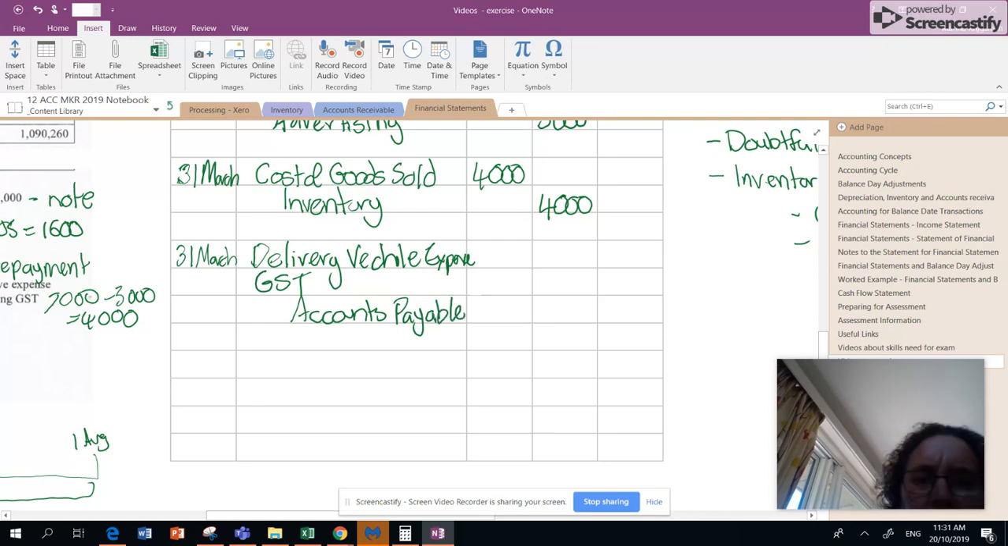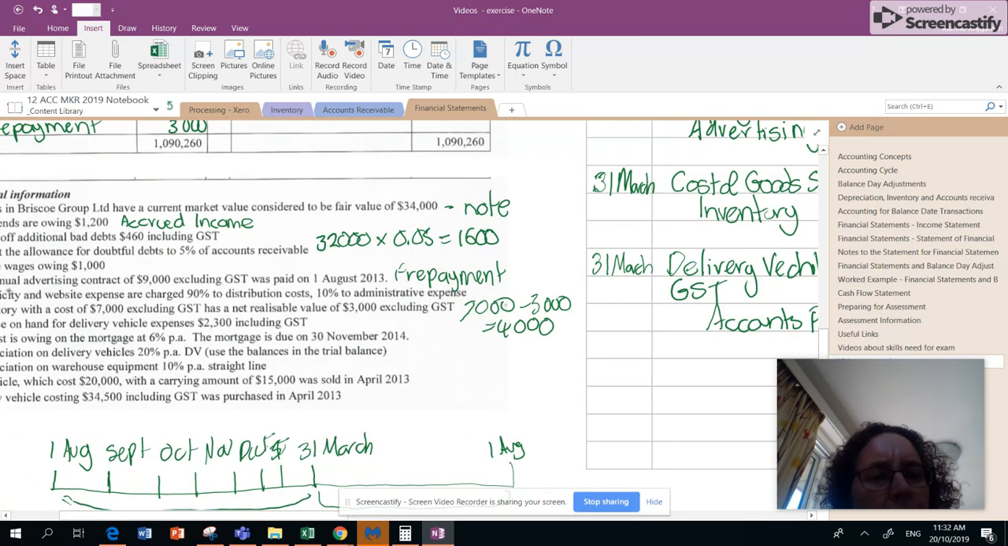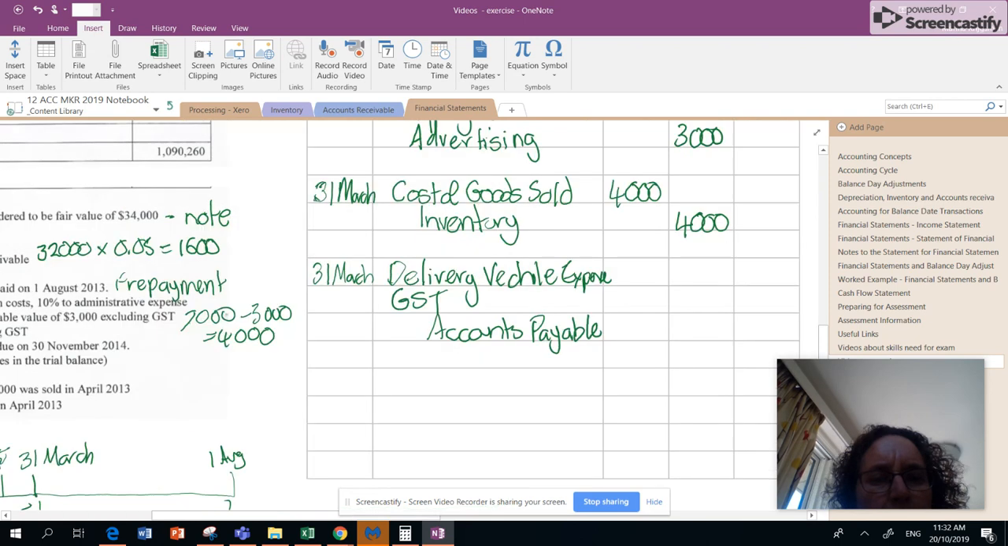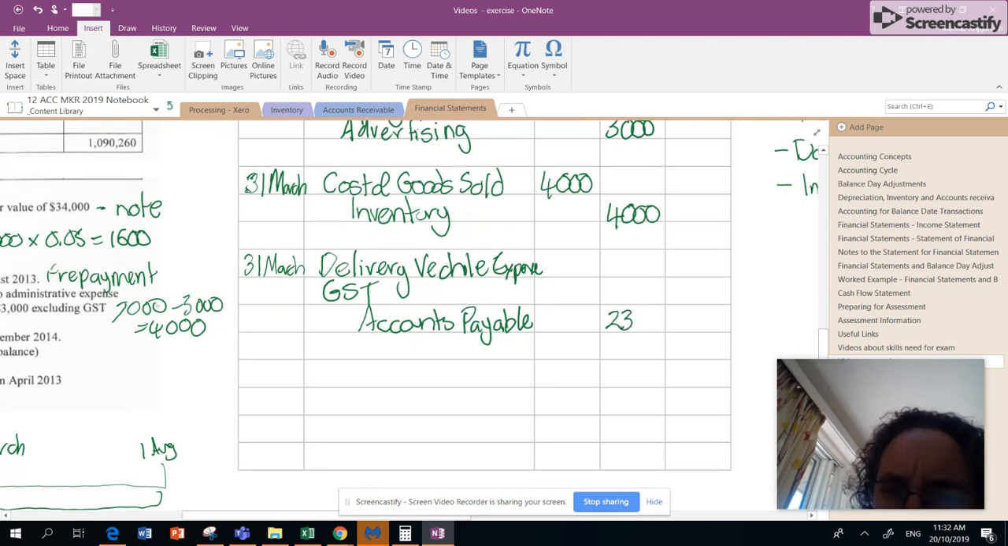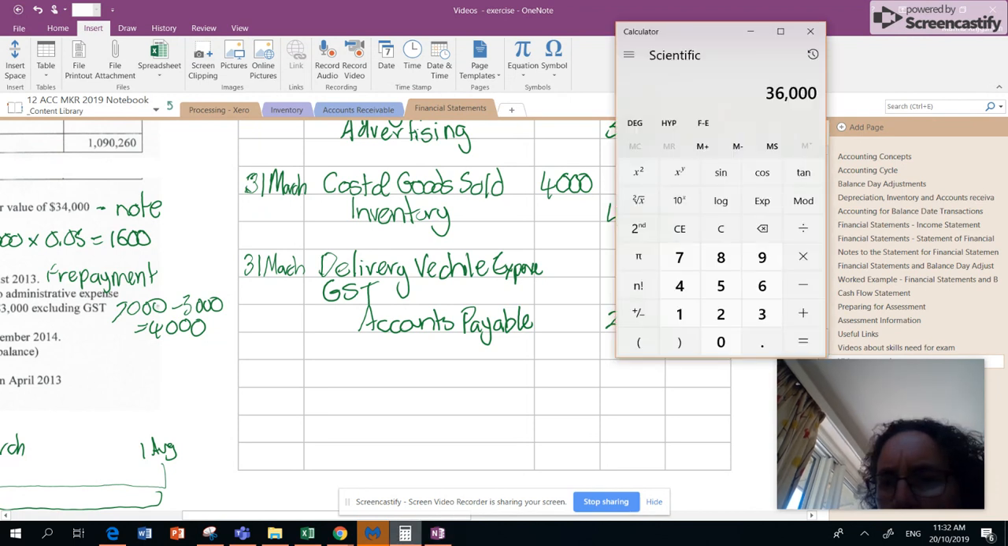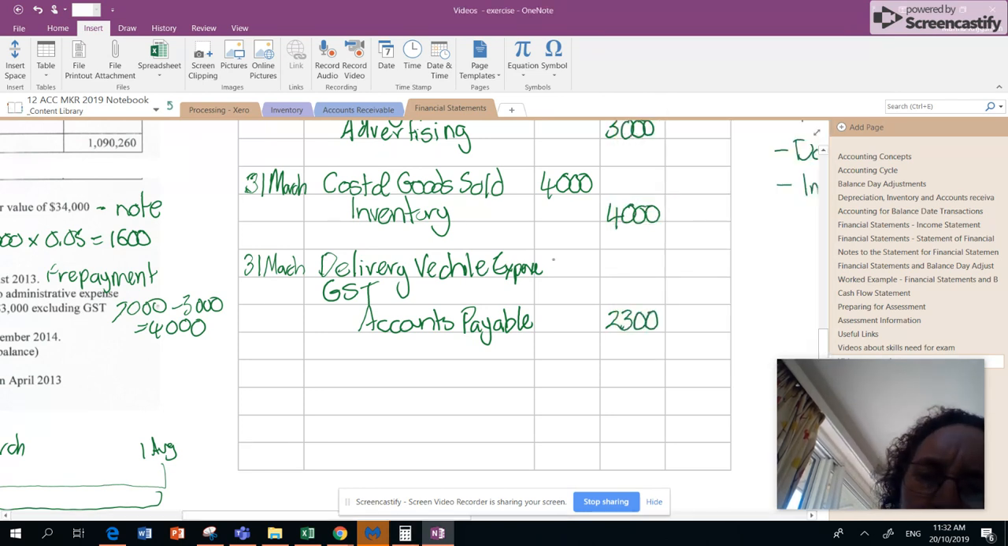So the GST inclusive amount is going to go into accounts payable, so it's $2,300. So we're going to credit accounts payable $2,300. We're going to do the GST exclusive amount into delivery vehicles expenses, so we're dividing by 1.15, which will give us $2,000. And GST is going to be debited by $300 as well. And that's our journal entry.